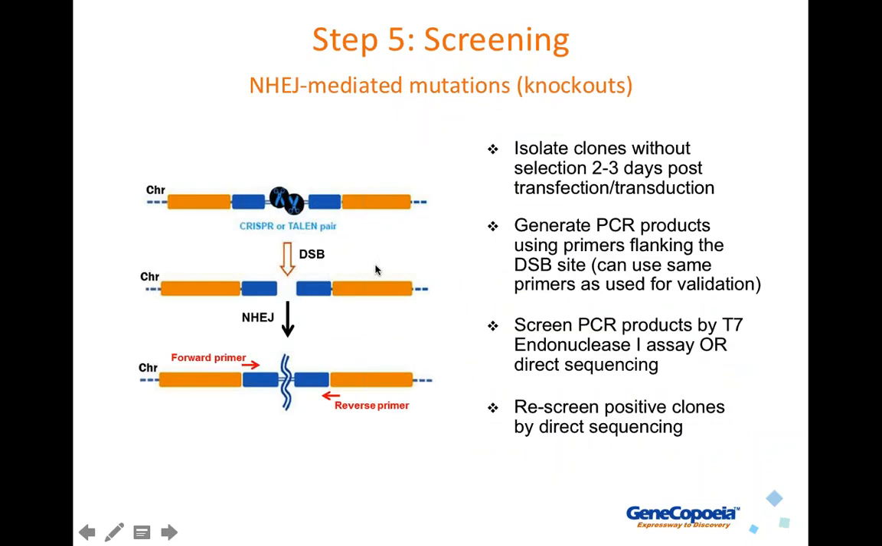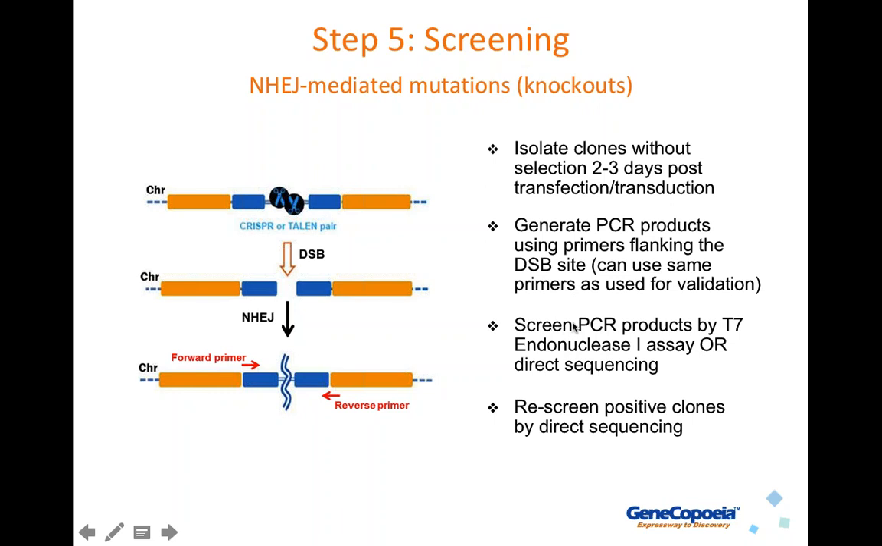All right, so for non-homologous end joining mediated mutations, this is the general workflow. We recommend doing your transfection, then isolating clones without selection for 2 to 3 days post-transfection or transduction. Next, we recommend generating PCR products using primers flanking the double-strand break site, and these can be the same products that were used for the validation techniques that I mentioned before.